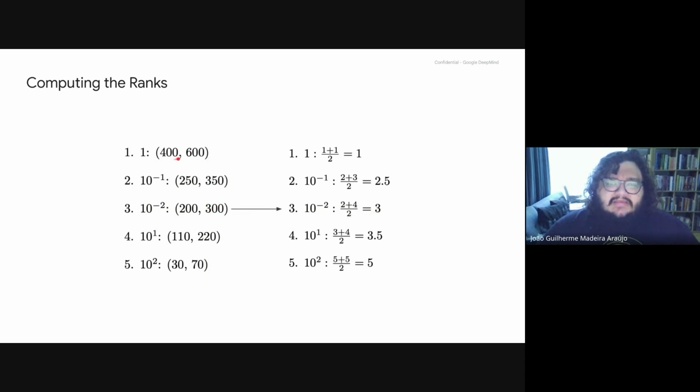So 1st place, the minimum is higher than everything, so it's just first per first. The average is 1. The second place can't go up, but it could go down if you look at 250 versus 300. So the ranking is 2.5. This one, as you said, could go up to second or fall down to fourth. The average ranking is 3. This one could go up to third, but could not fall below 5. So average ranking 3.5. And 5 is just too bad. Average ranking stays at 5.